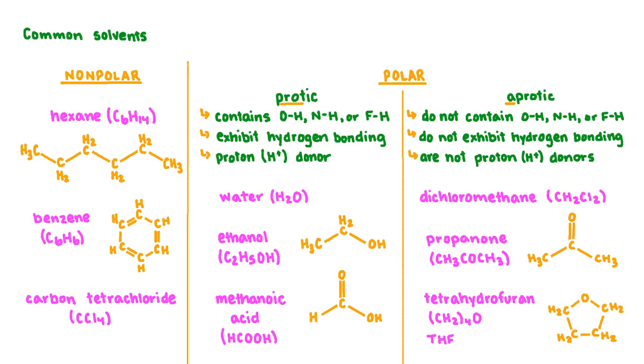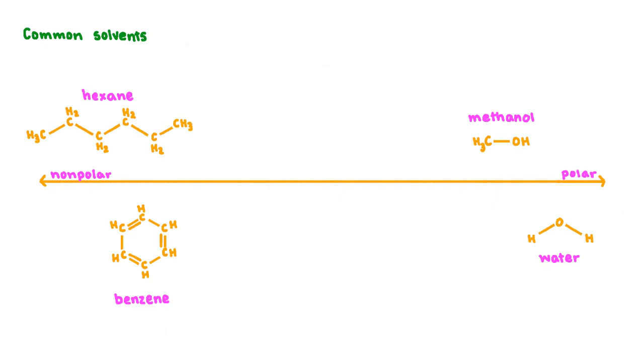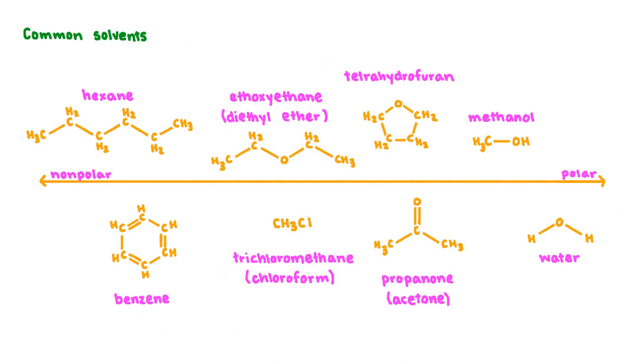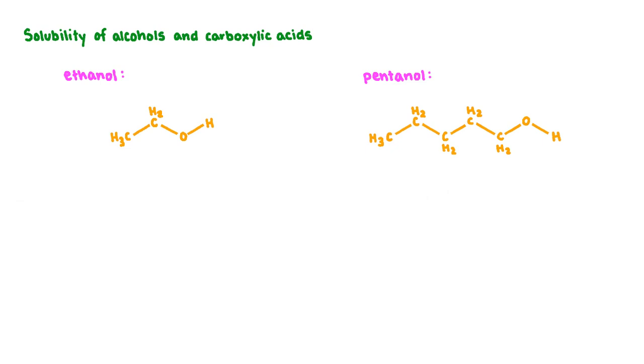It's often useful to think of nonpolar and polar solvents as a continuum. Some solvents can be considered extremely polar or nonpolar, but most solvents fall somewhere in between. Some compounds may even exhibit both polar and nonpolar characteristics at the same time. Let's consider, for example, ethanol and pentanol, two alcohols. While both molecules have a similar structure, ethanol is miscible with water, but pentanol is not.